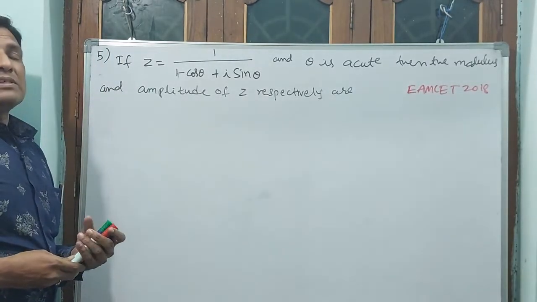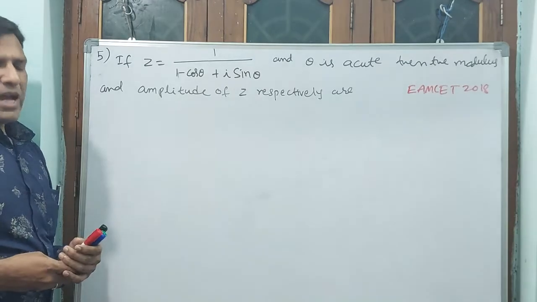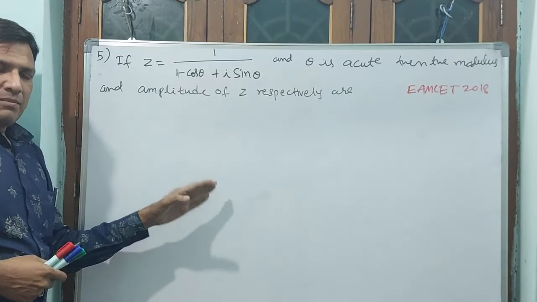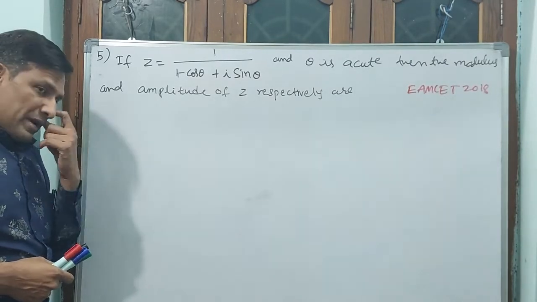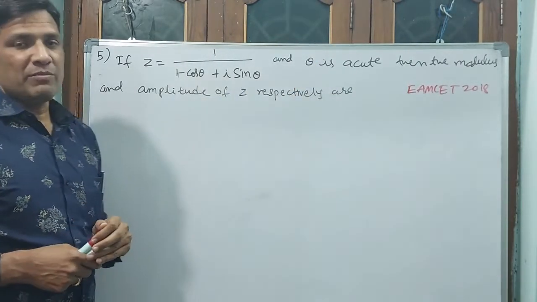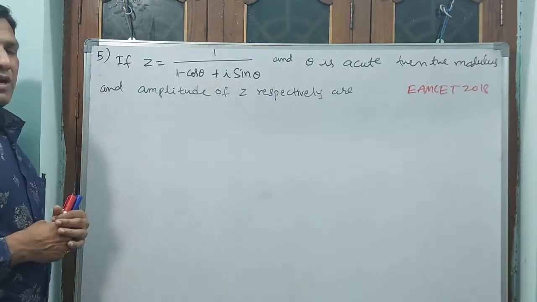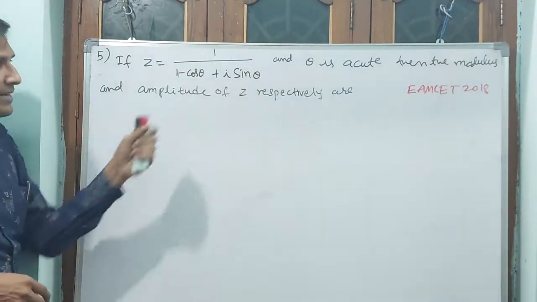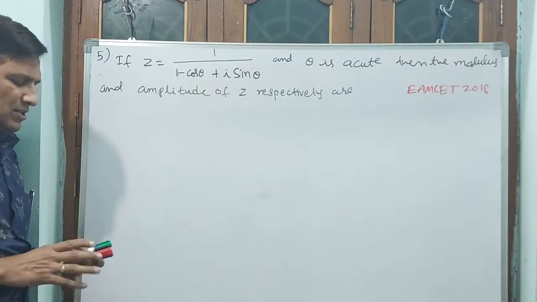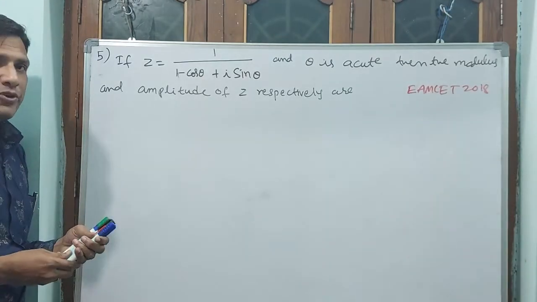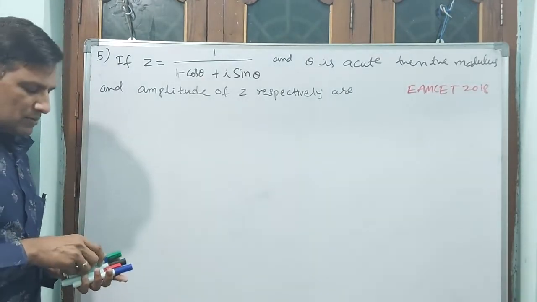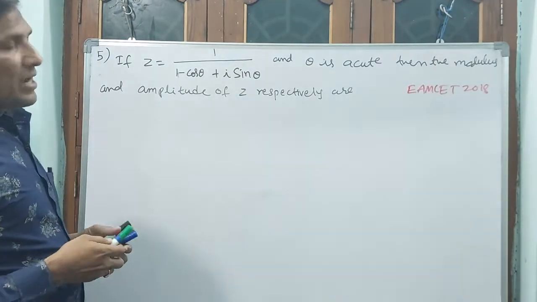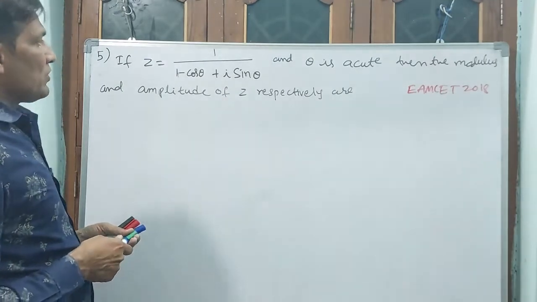Principal value of amplitude, argument, whatever it may be, is minus pi to plus pi, where plus pi is a closed interval and minus pi is open. But here an acute angle has already been given, that means it is between 0 and 90 degrees only. Now we will find what answer will come. If you write in polar form, automatically you are going to get both values, modulus also and amplitude also. Let us proceed further and see how I am proceeding.